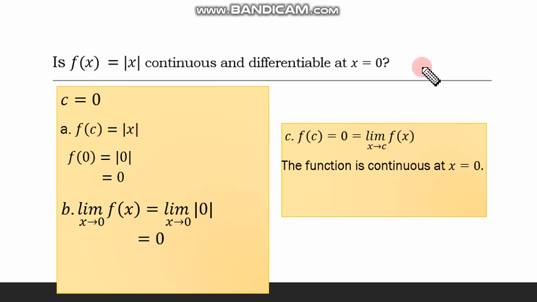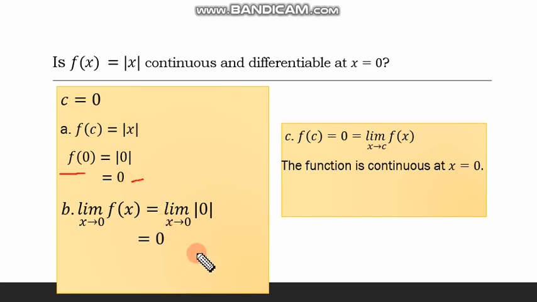Next question. Is f of x equal to the absolute value of x continuous and differentiable at x equal to 0? Okay, so let's start with the continuity test. So the first one is the f of c. Since our c here is equal to 0, f of 0 is equal to the absolute value of 0, which is equal to 0.